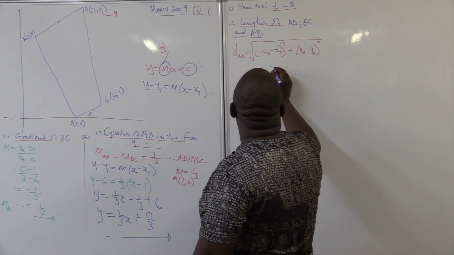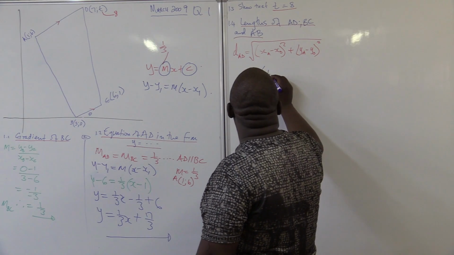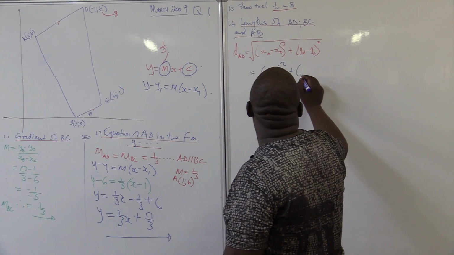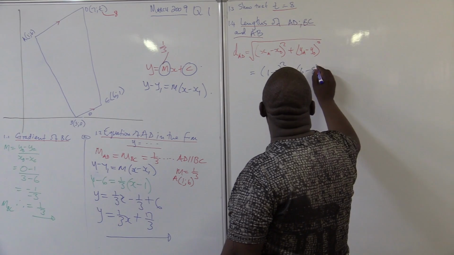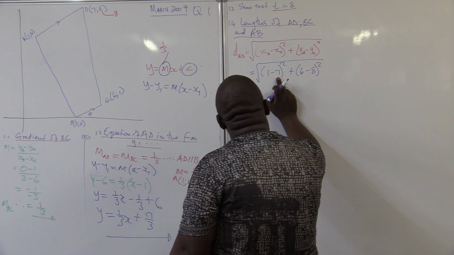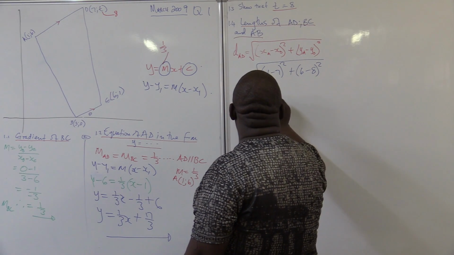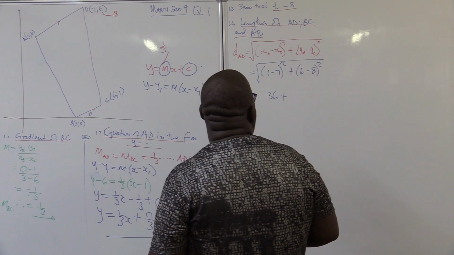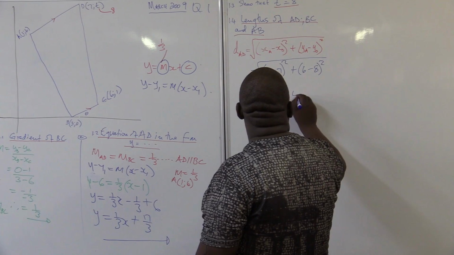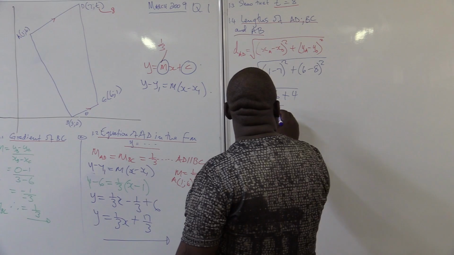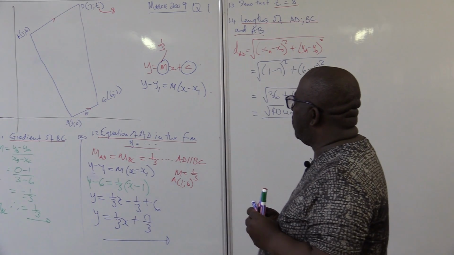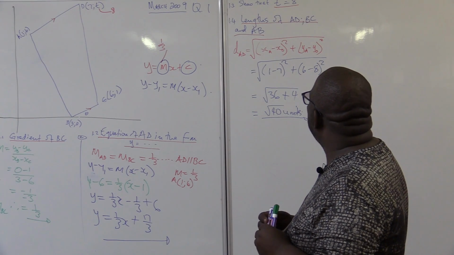So distance AD will be equal to, what is x at A? X at A is 1 minus 7, x at D, which is 7, this is squared, plus then 6 minus 8 in this particular case. This is also squared. What is 1 minus 7? It is minus 6. Minus 6 squared, 6 times 6 is 36, plus 6 minus 8, it's minus 2. Minus 2 squared is 4. So this then will give us square root of 36 plus 4, which is square root of 40 units. That is how we'll go about finding the distance of AD in this particular case.